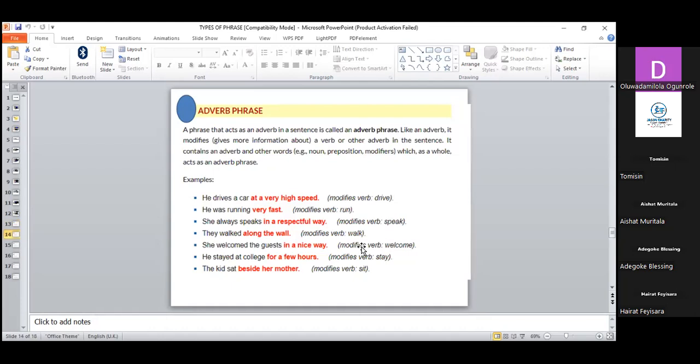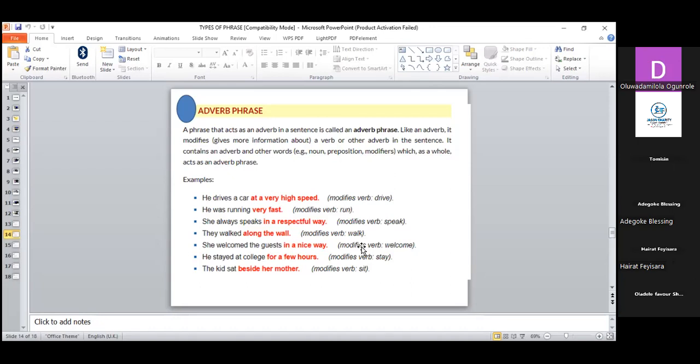An adverb is the part of speech that modifies a verb, modifies an adjective, or modifies an adverb like itself. So an adverb can modify a verb, it can modify an adjective, and it can modify another adverb like itself. Now, when an adverb modifies a verb, it tells us so many things about the verb. It could tell us how the verb was done. It could tell us when the verb was done, or it could tell us where the verb was done.